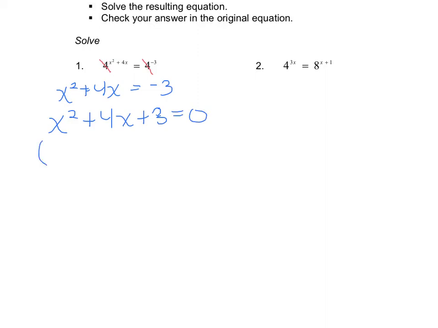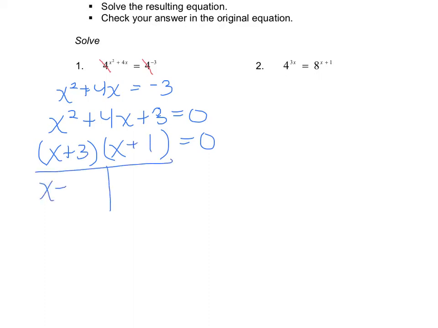I can't GCF, but I can go to 2 binomials. It's an x and an x. I need factors of a positive 3 that'll give me a positive 4. You're correct. It's a plus 3, and it's a plus 1. T-bar. X is a negative 3. X is a negative 1. So I need to actually check both answers.